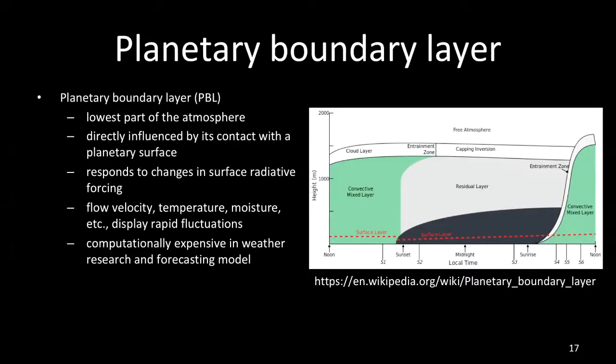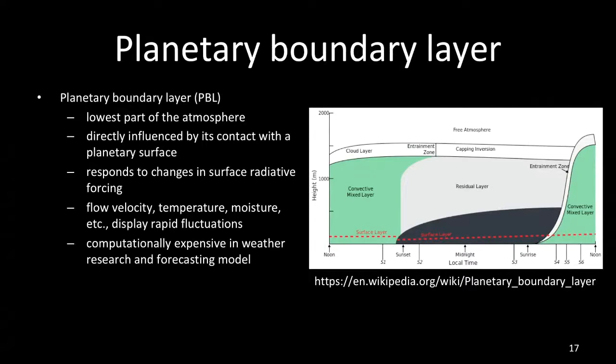So in the Weather Research and Forecasting model, WRF, this is one of the computationally expensive parts to simulate. You have to use differential equations, and it's a more physics-based method to estimate the flow velocity, temperature, and moisture.